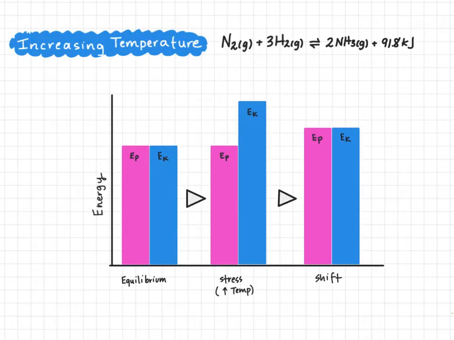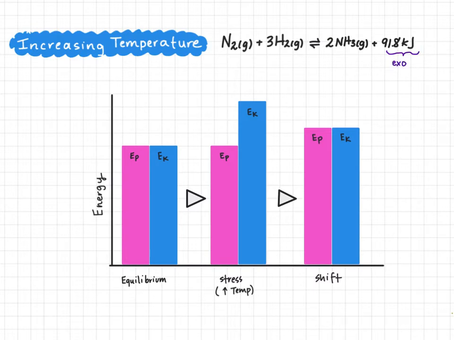We're going to look at how increasing temperature in an exothermic reaction can cause stress on an equilibrium system. So we are going to look at the system of nitrogen plus hydrogen in equilibrium with ammonia. This is the Haber-Bosch process. And we see that energy is a term in the products, making this an exothermic reaction.